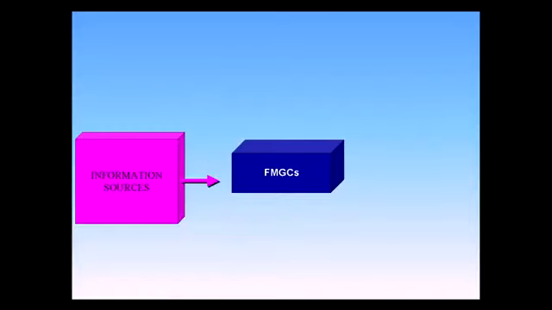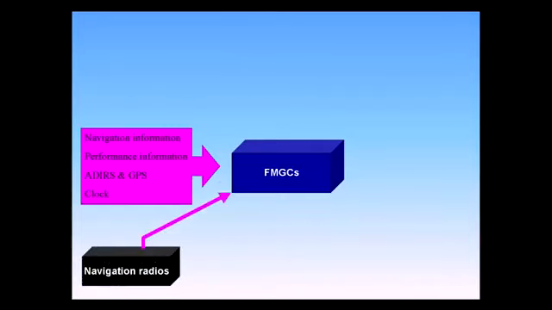The FMGCs receive navigation information, which contains details of airfields, nav aids, airways, routes, waypoints, procedures, SIDs, STARs, approaches, missed approaches, etc. Aircraft performance information, the Air Data and Inertial Reference System, ADIRS, and the Global Positioning System, GPS, for position and dynamic information. The clock, radio navigation information.